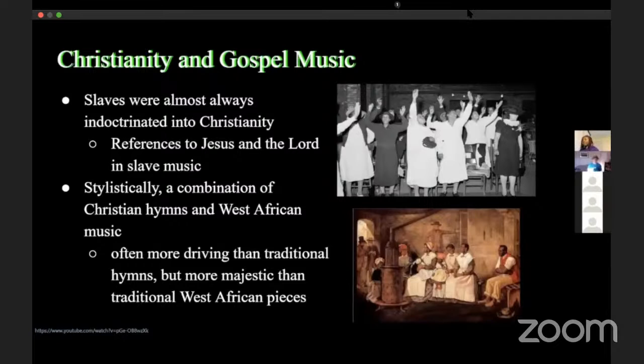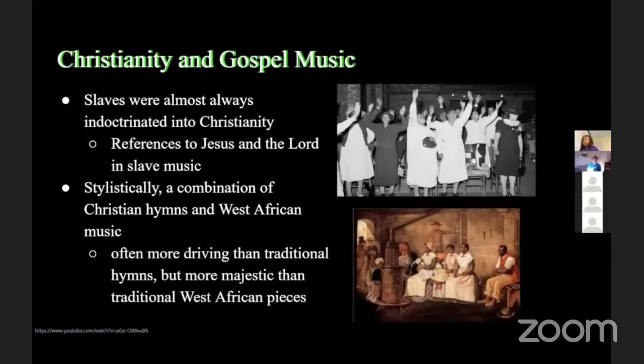Differences between gospel music and hymns: gospel is often more driving than traditional hymns. Also, gospel music tended to have choruses, whereas hymns tended not to. On the difference between gospel music and traditional West African music, gospel is typically more majestic than traditional West African pieces. This isn't to say that gospel music sounds better than West African music, just that gospel music tends to have more sustained notes, like there are in hymns.